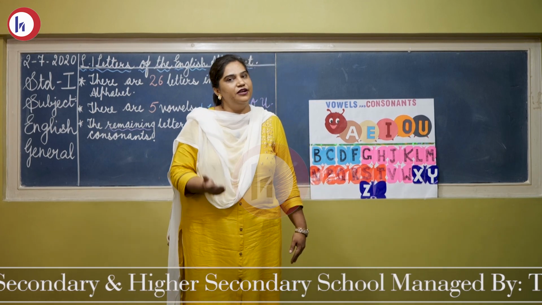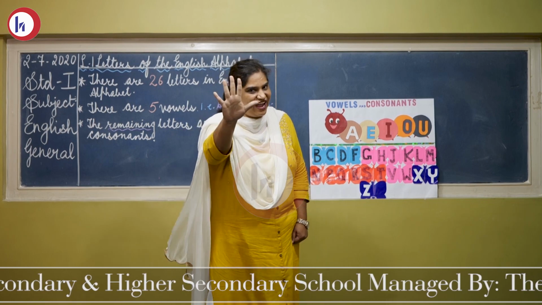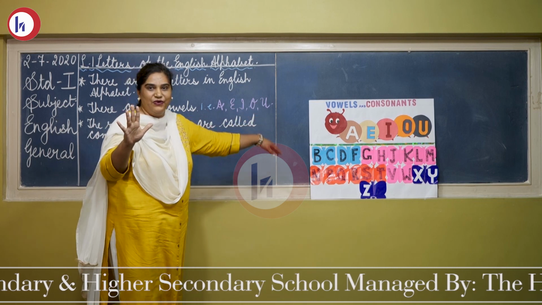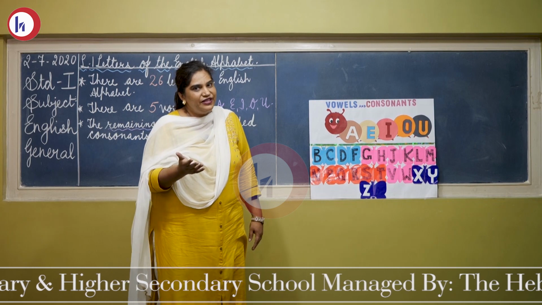So today we have learned about the vowels and consonants. How many vowels? Yes, 5. They are A, E, I, O, U. And the remaining letters are? Consonants. Is that clear with you?